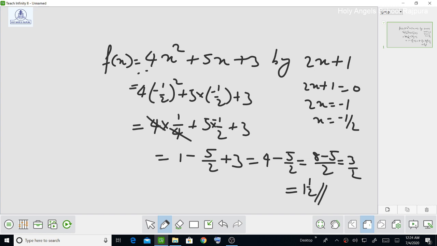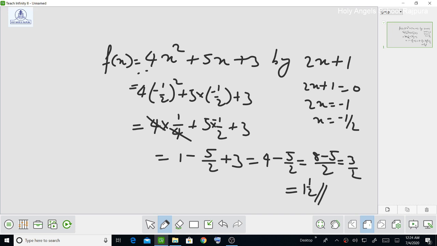2x plus 1 is equal to 0. So the x value we are getting is minus 1 by 2. That value of x we are substituting in the polynomial. Wherever x is there, we are putting minus 1 by 2. In place of x, we are substituting minus 1 by 2.